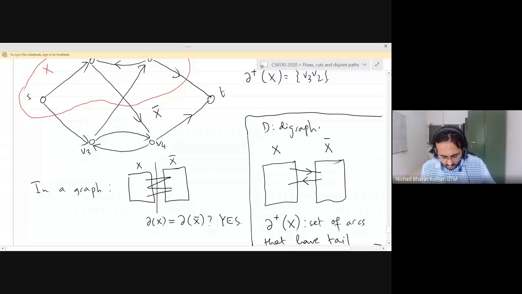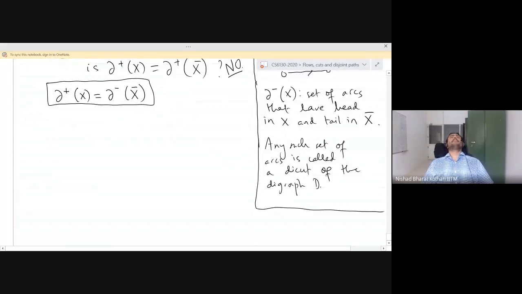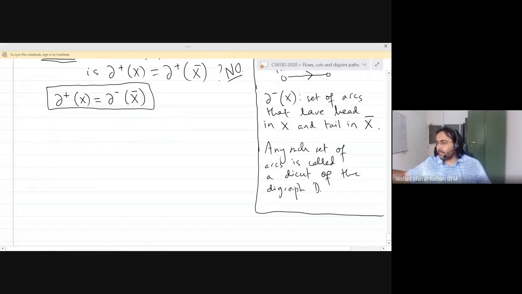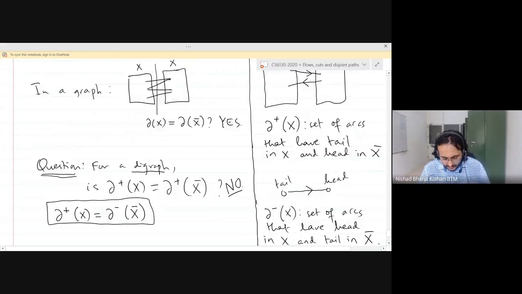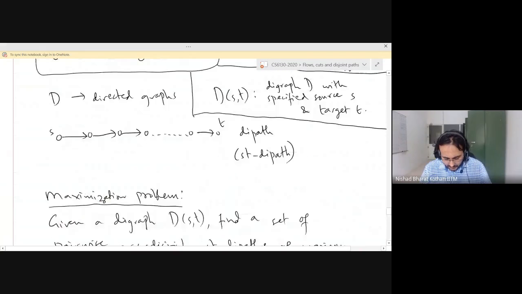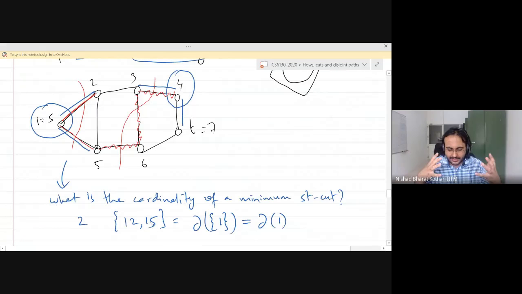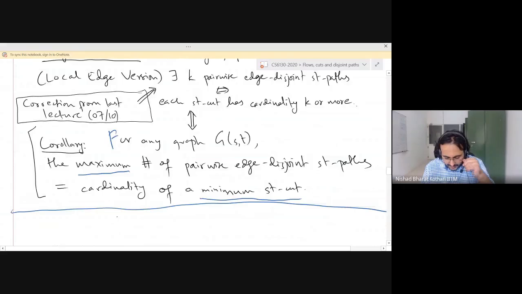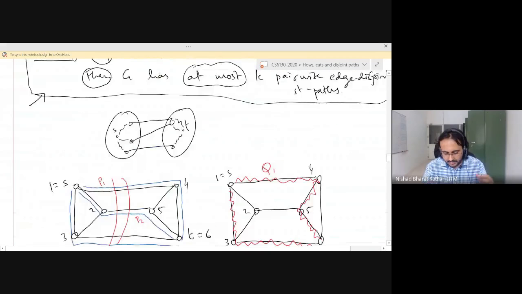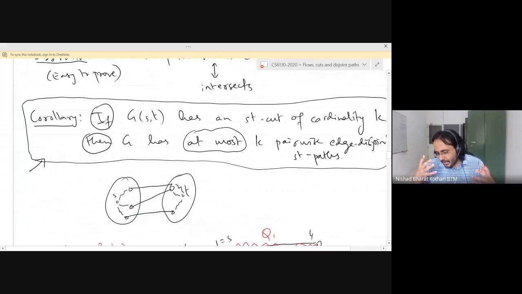Good. All right. So now, let's do a quick recap. What happened in the case of undirected graphs? In the case of undirected graphs, we were trying to pack as many pairwise edge disjoint st paths, right? And what we realized is that if we have a small st cut, then we cannot pack more st paths than the number of edges in this cut, right?